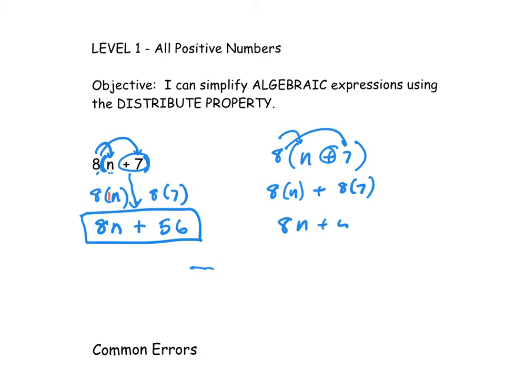Now, the reason I'm doing it the way that I'm doing it is when we get to negative signs or minus signs, like for instance, if there's a negative 8, sometimes there's easy mistakes made. Speaking of mistakes, let's quickly look at some common errors.